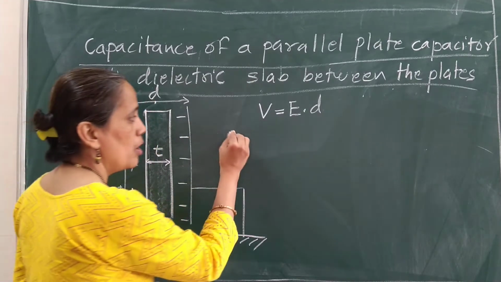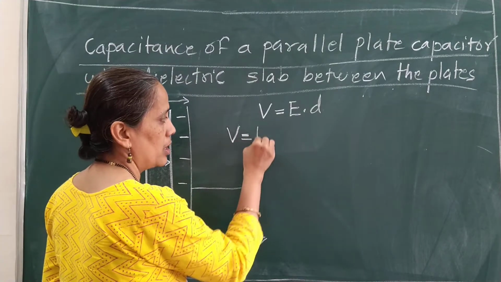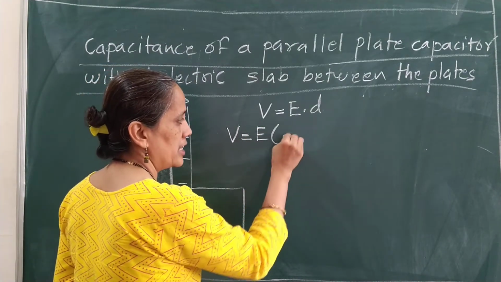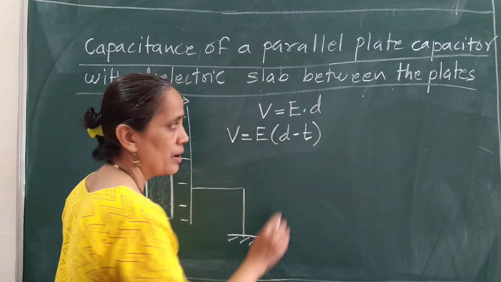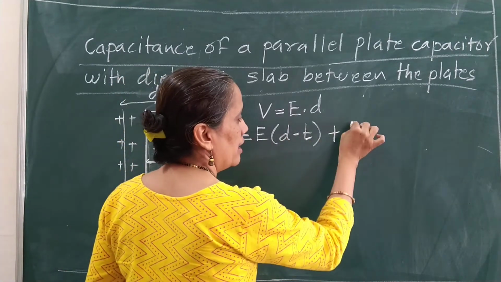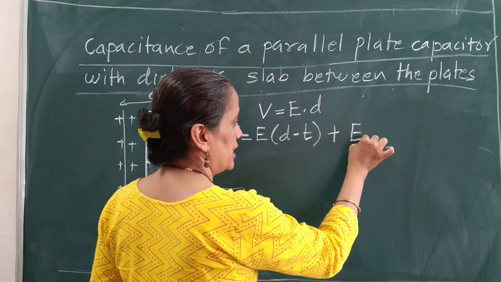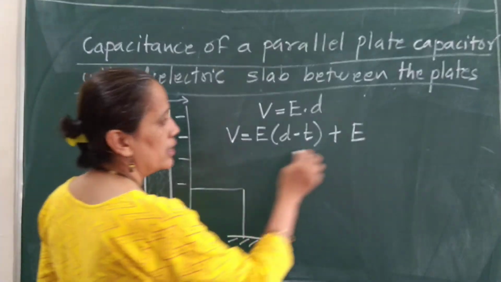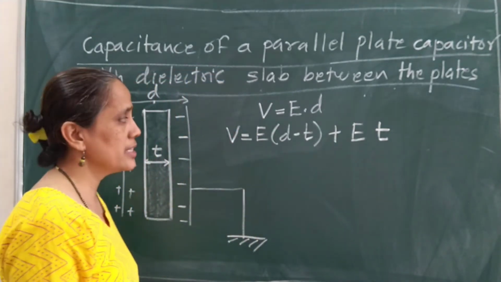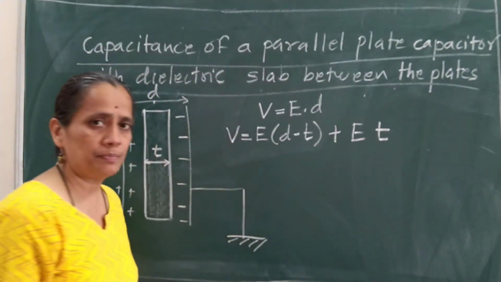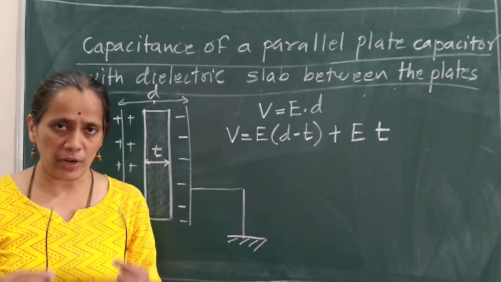So what do I say now? Potential V is equal to the electric intensity due to the remaining space, which is d minus t, plus the electric intensity due to the thickness t. So this is nothing but your total potential.